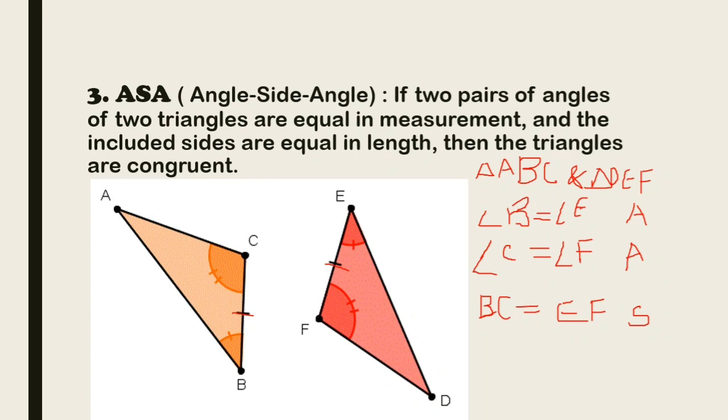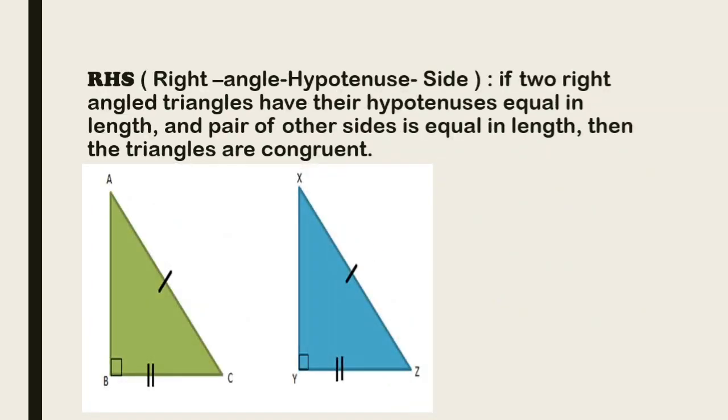So now let's see what is RHS congruence test. RHS: R for right angle, H for hypotenuse, and S for side. Now this test is applicable only for right angle triangles. So you can see here the triangle ABC is a right angle triangle, as well as triangle XYZ is a right angle triangle. Let's see what that test states.